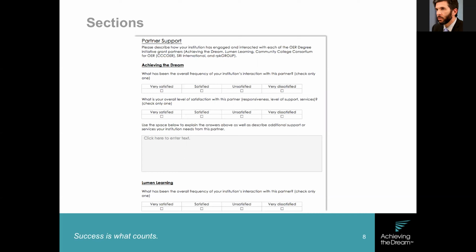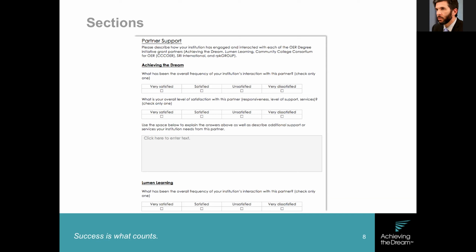You can use the notes section to flesh out any of your ratings. That gives us a better understanding of that. This is going to help all of us partners when we meet to talk about ways of adjusting or expanding some of the services, or thinking differently about what we offer to the grantees for this project over the next year and a half.